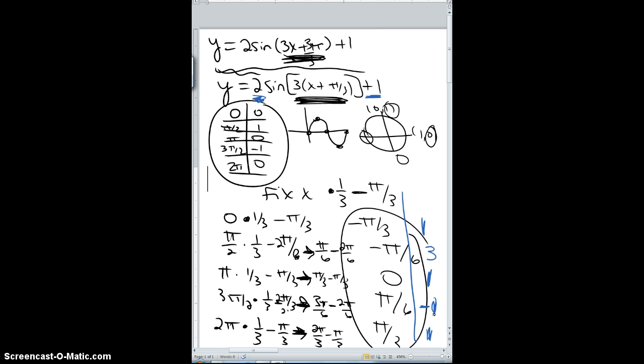All right. So at this point, I have my key points that I want to graph. So here are my new x's and my new y values, and I'm going to graph those in the next video.